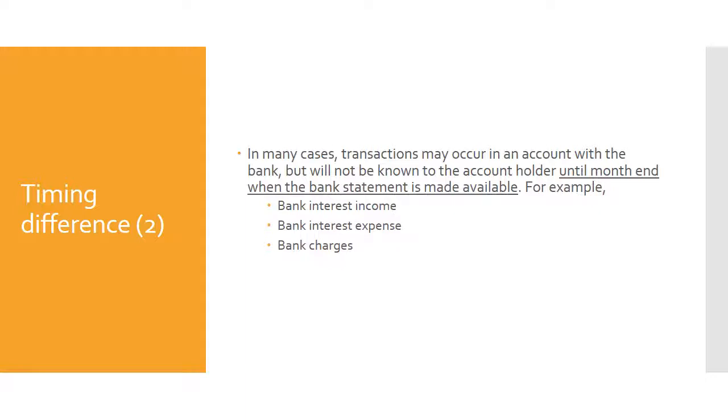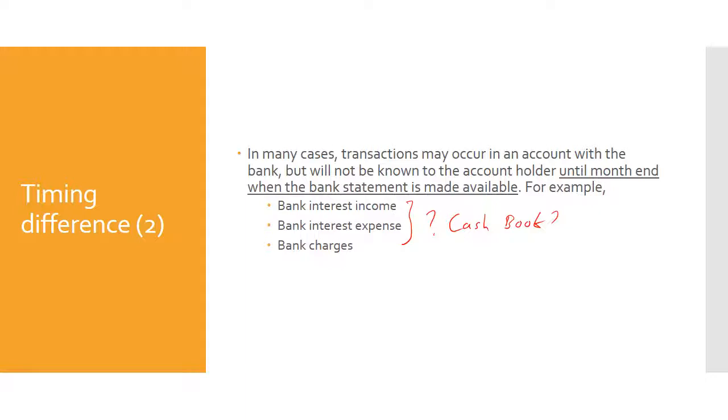In many cases, transactions may also occur in an account with the bank, but will not be known to the account holder until month end when the bank statement is made available. For example, bank interest income, bank interest expense, bank charges. These will obviously not be known to you and will not be recorded in the cash book. You won't know until you receive the bank statement. Let's put it simply, the bank is unlikely to call you and tell you that, sir, you're going to receive bank interest income of $1 or $2. It's unlikely that will happen.